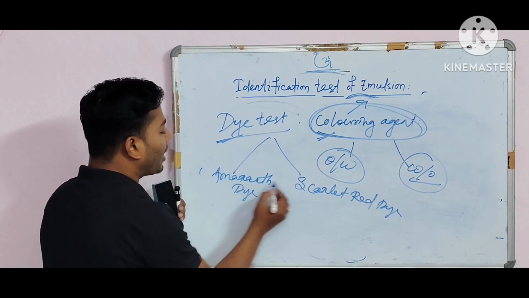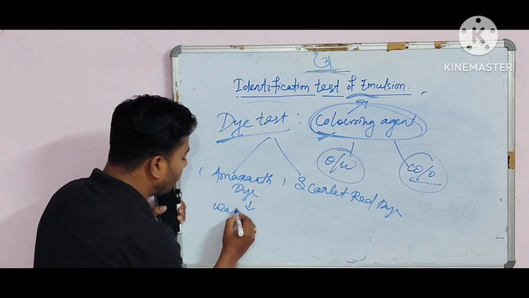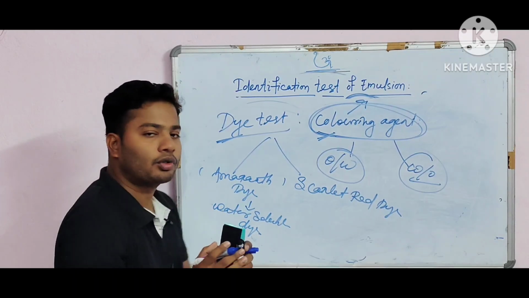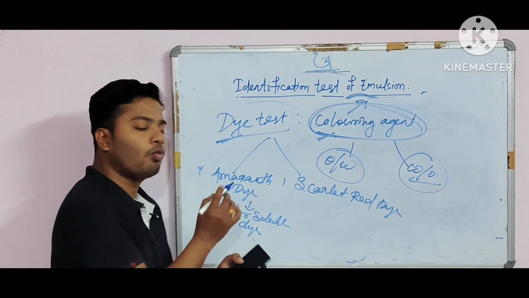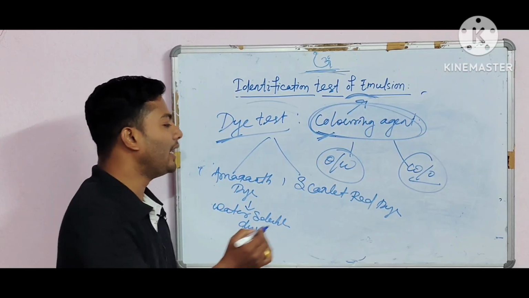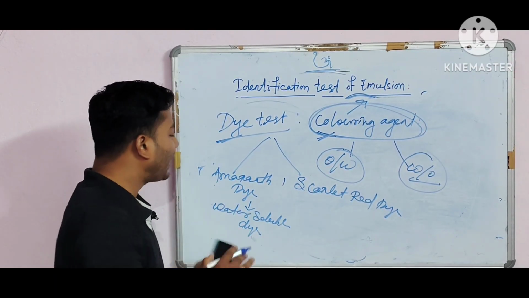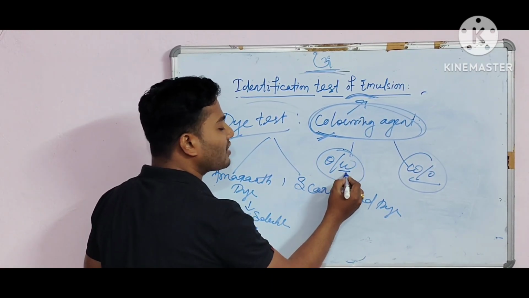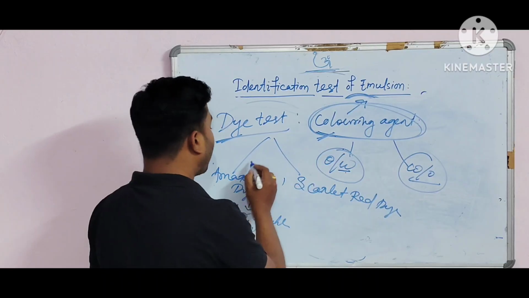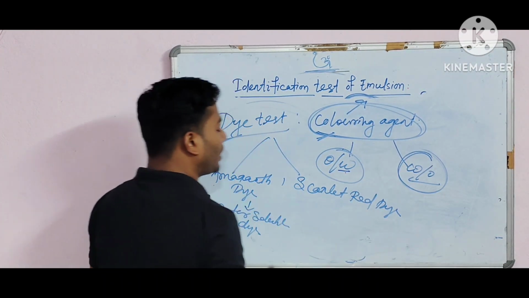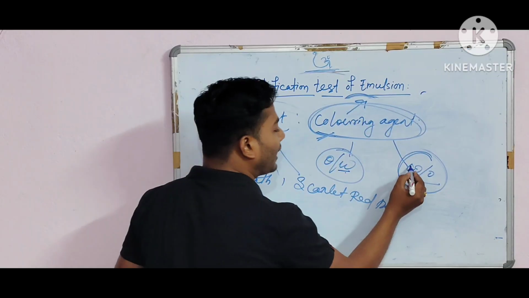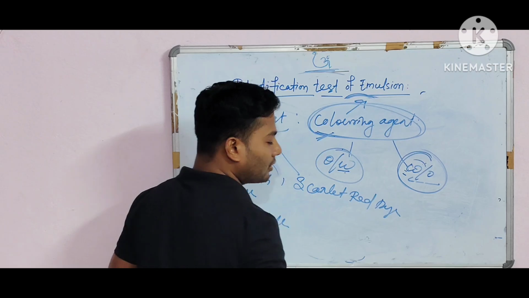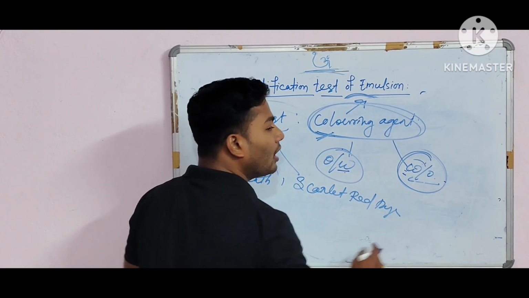Suppose the amaranth dye. Amaranth dye is a water soluble dye. That means when you add the amaranth dye in a O by W type of emulsion, definitely the amaranth dye is soluble with water, and the large or continuous phase has the color. And if in the W by O type of emulsion we add some amaranth dye, definitely the amaranth dye is soluble with water and the globules part has the color. Clear? And the oil part is colorless.